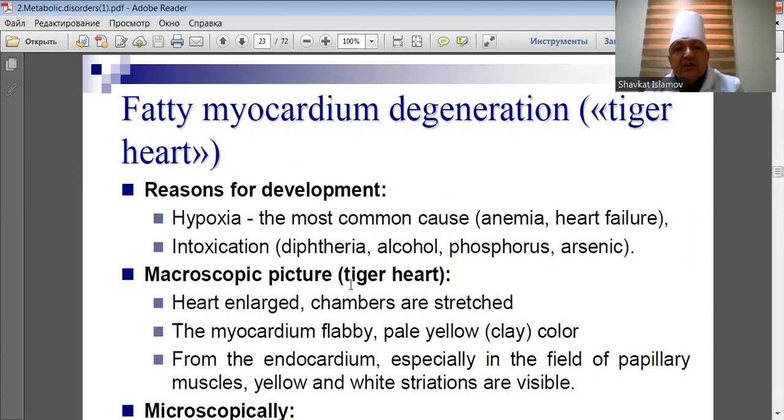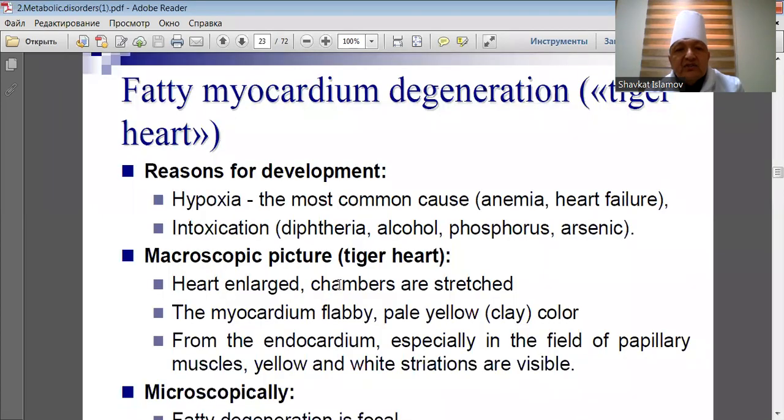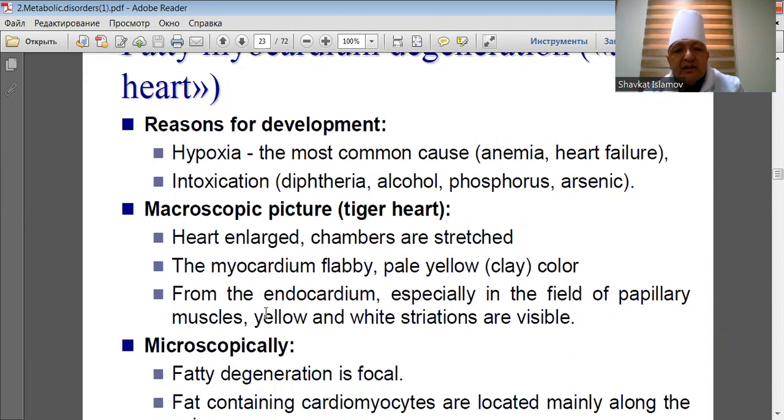Fatty myocardium degeneration, tiger heart. Hypoxia is the most common cause of development, as well as intoxication. Macroscopic picture: the heart is enlarged and the chambers are stretched. The myocardium is flabby and pale yellow. From the endocardium, especially in the papillary muscles, yellow and white striations are visible.